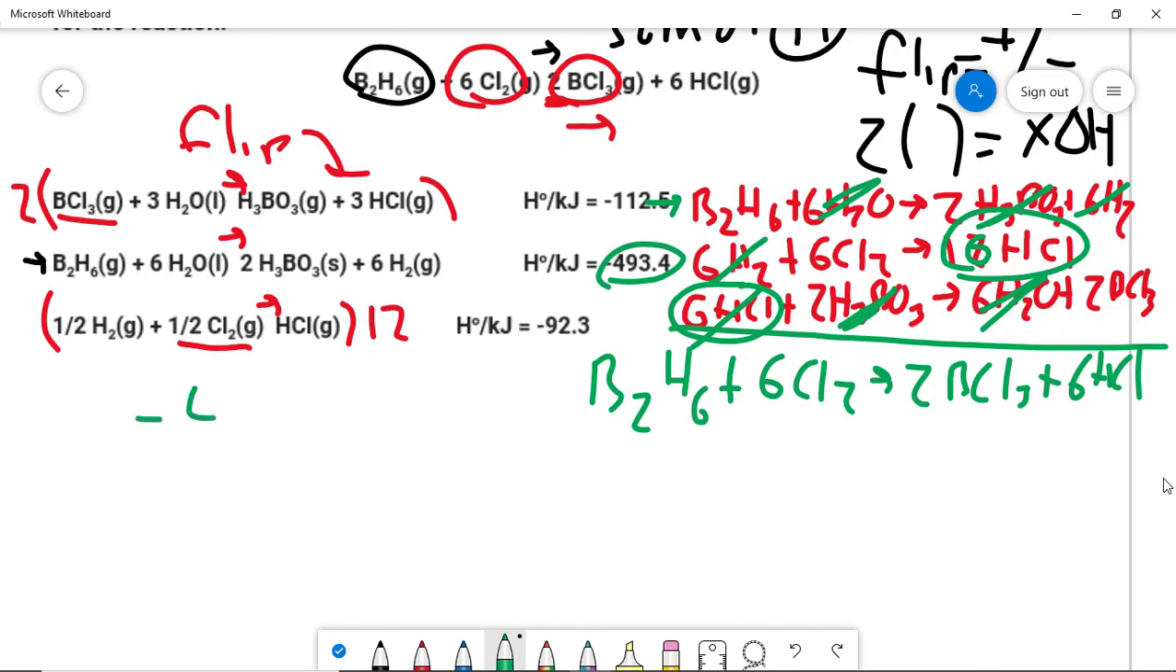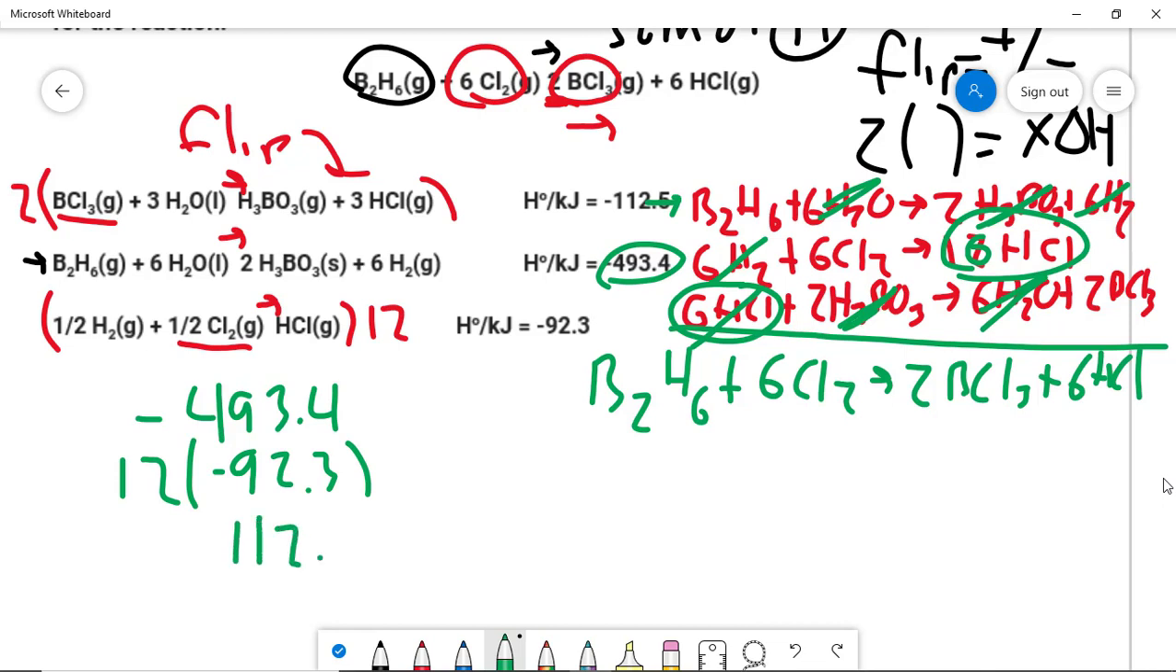So we're going to leave that as negative 493.4. The one at the bottom, we multiplied by 12. So we need to take 12 times negative 92.3. And then the last one we flipped, so it's going to be positive 112.5, and we multiplied it by 2. So when we get all of those things figured out and taken care of, we can then add all of those together, and that will give us the delta H, or the enthalpy change for the entire reaction.